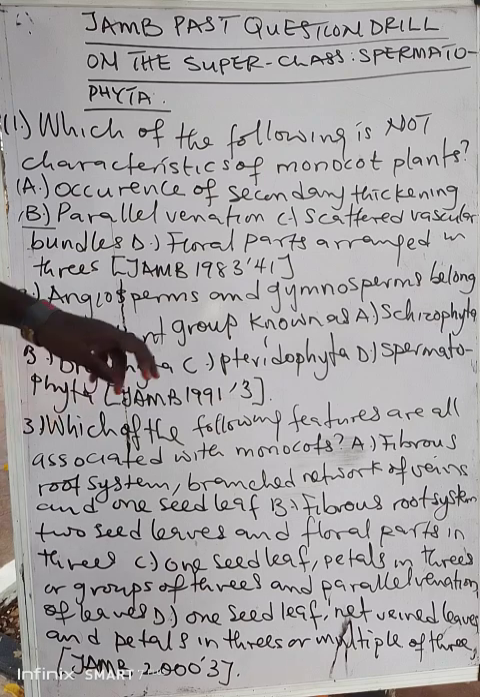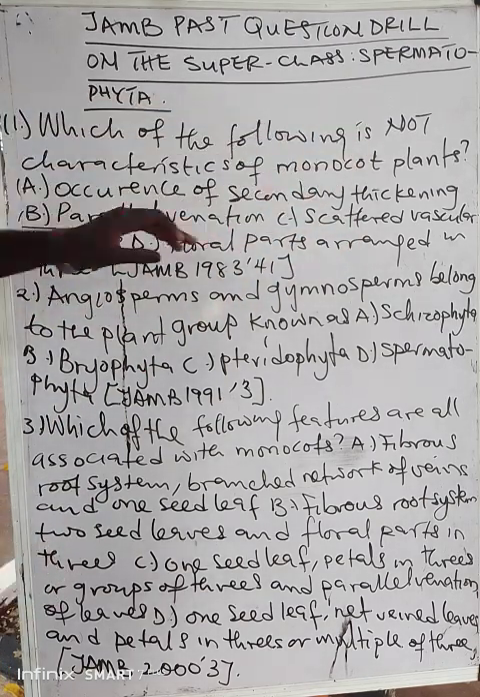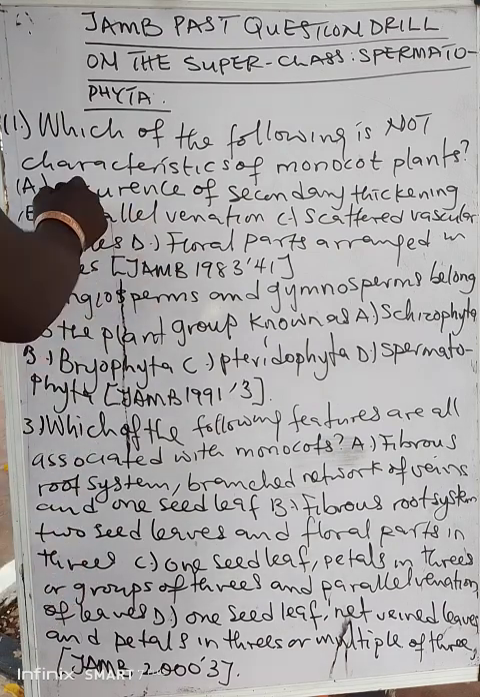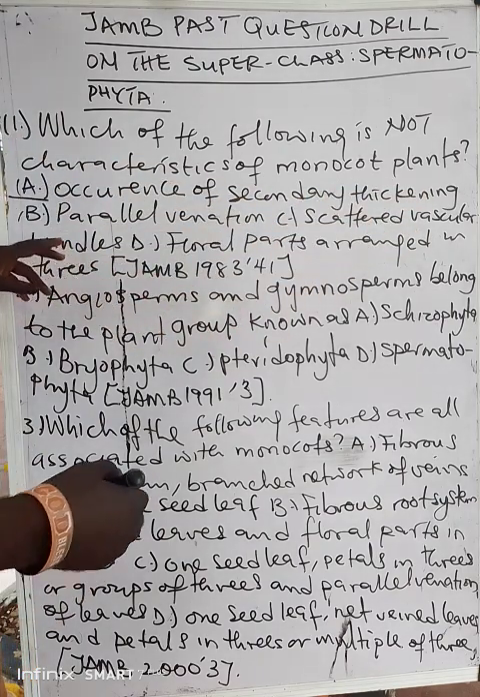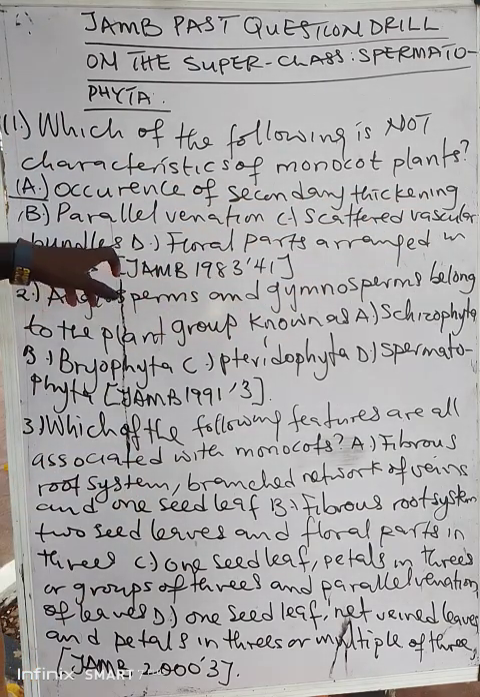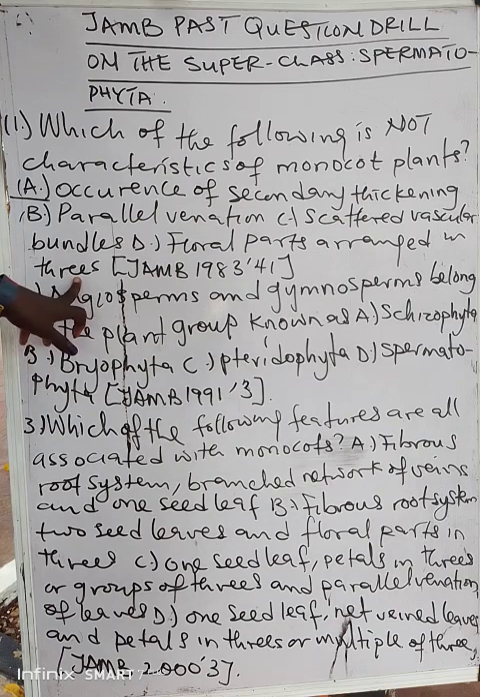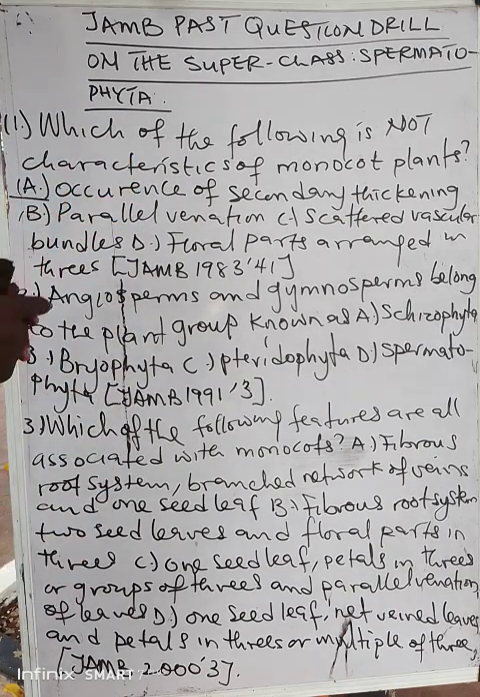Then we are talking about scattered vascular bundles. This is correct. Okay, we are looking at what is not. Occurrence of secondary thickening is not. They have parallel venation. They have scattered vascular bundles in their stem. The floral parts are arranged in threes. I didn't say this one, so add it to the information. Their floral parts are arranged in threes or multiples of three.